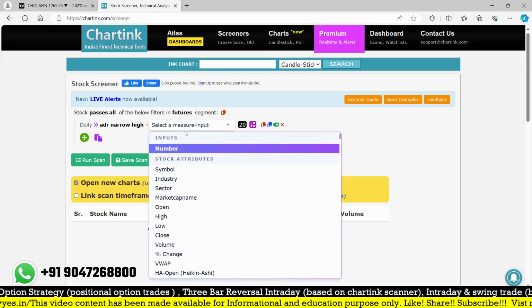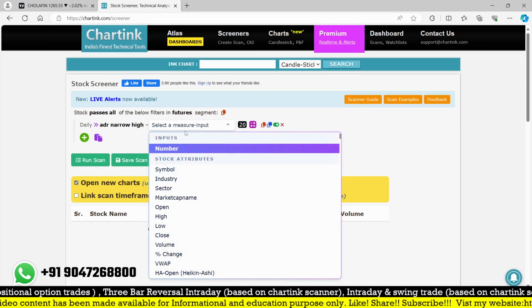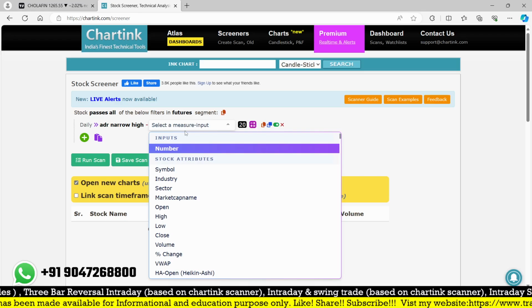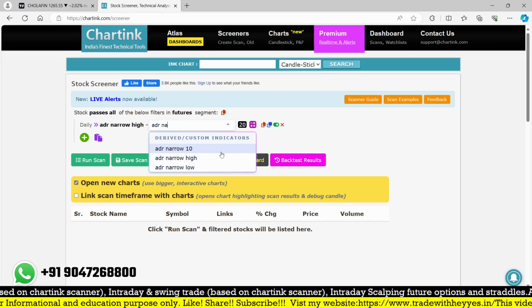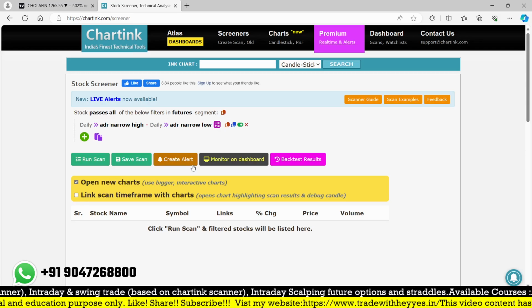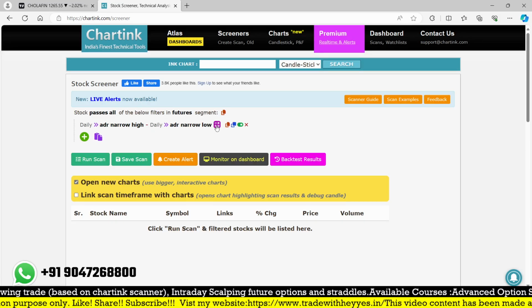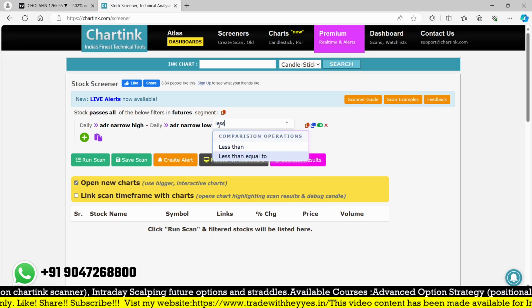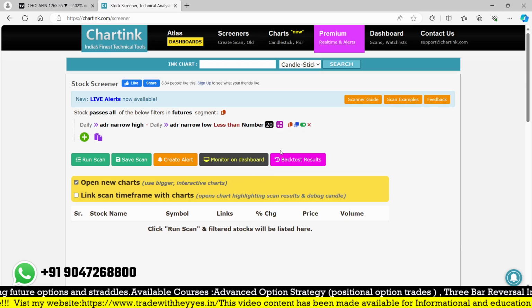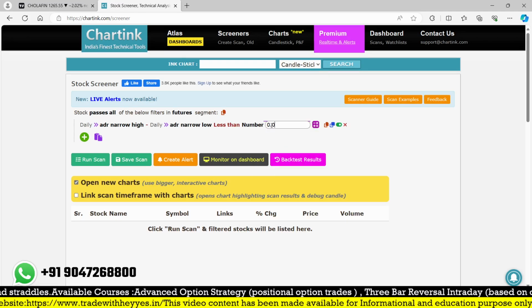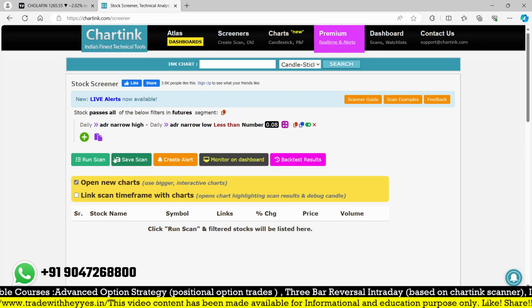If you are trying this, like Camarilla, CPR, a lot of indicators which you have created, based on that we made a lot of scanners also in our premium group which are available. So narrow ADR, high and low. We are comparing this to be less than 0.08. You can adjust the number to get many stocks. So I'm just going to make a very tight range.